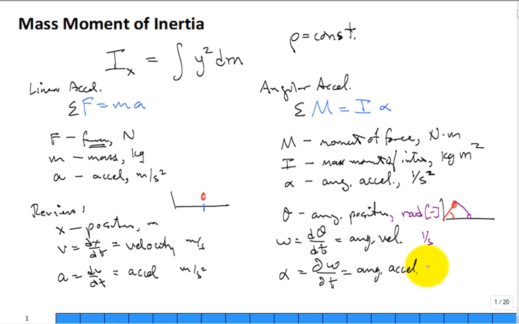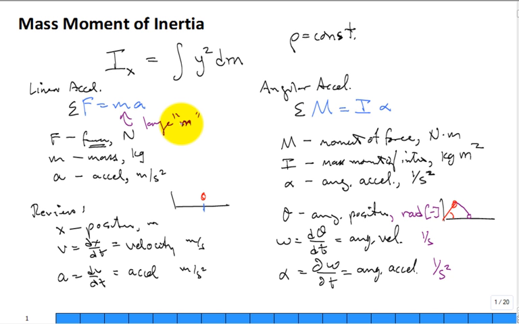And then for angular acceleration, it's 1/s squared, or you could say radian per second squared, because radian is, again, dimensionless. So hopefully you see that parallelism. What happens if I have a large mass, m? If I have a large mass and I want to accelerate it, what do I have to apply to it in order to accelerate it?